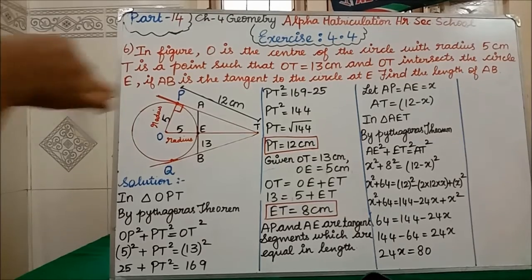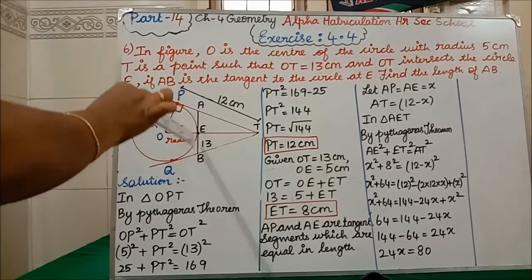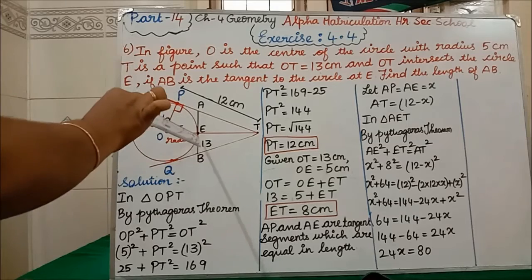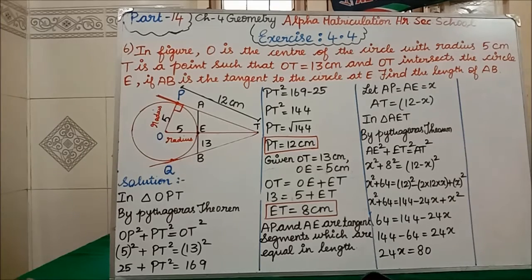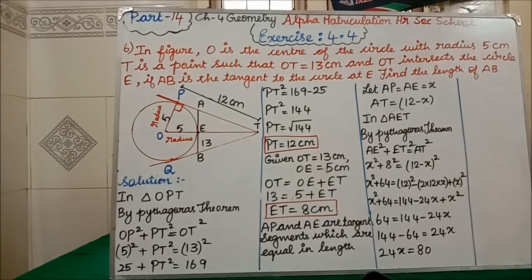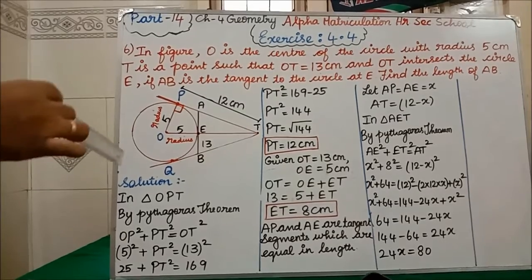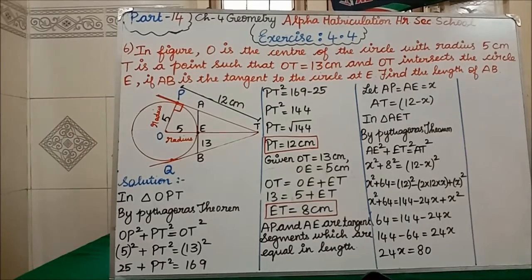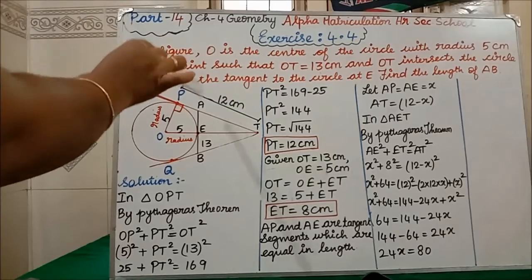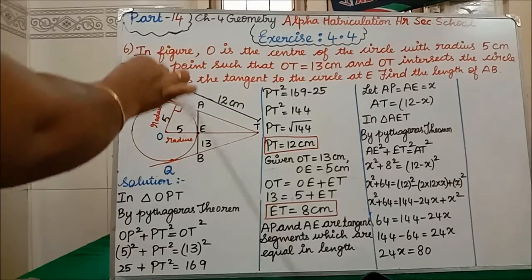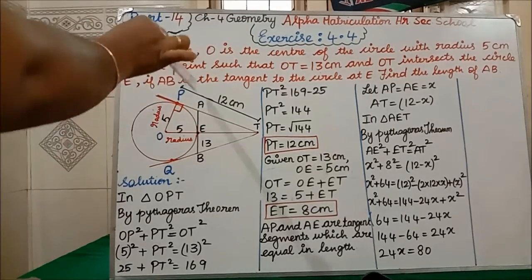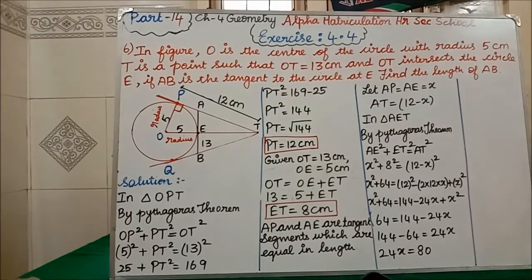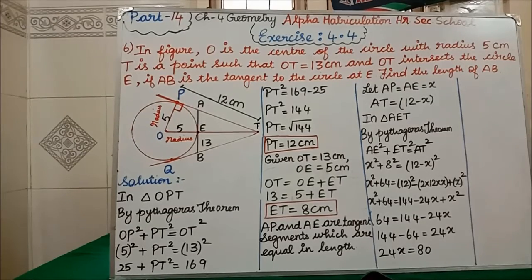This line AB is the tangent, because a line touching the circle at one point is a tangent. AB is the tangent to the circle at E. We have to find the length of AB, the length of the tangent. This line we have to find. All of you clear the question? Now we go for the solution.